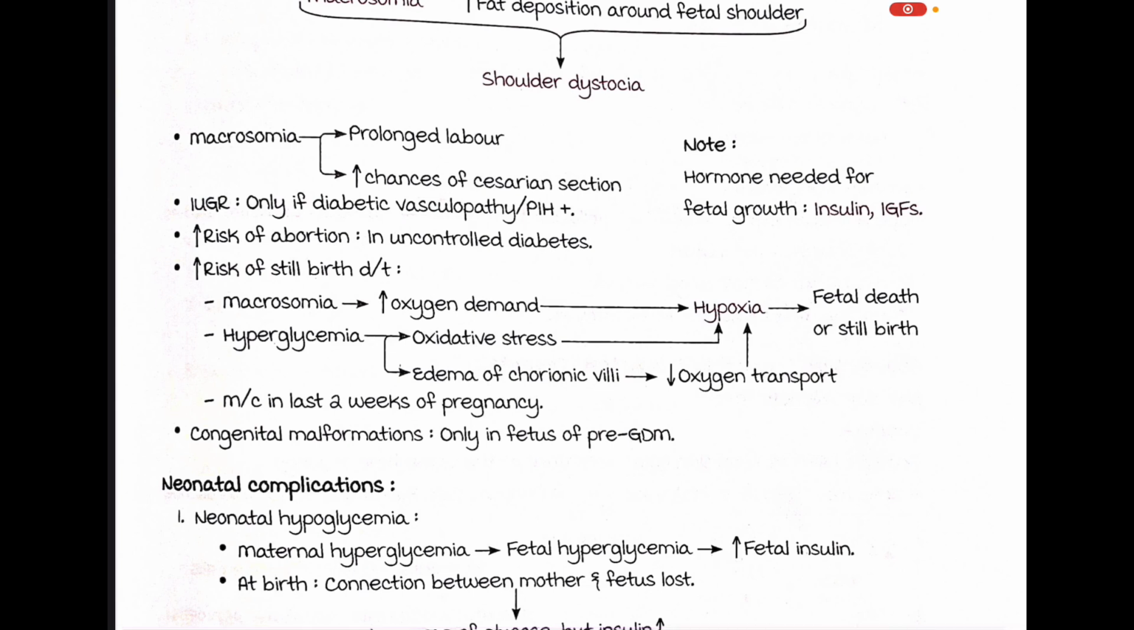Hyperglycemia causes oxidative stress, hypoxia, and fetal death or stillbirth. Edema of chorionic villi decreases oxygen transport, causing hypoxia, fetal death or stillbirth. This is most common in the last 2 weeks of pregnancy. Congenital malformation occurs only if the fetus is of a pre-gestational diabetic mother.